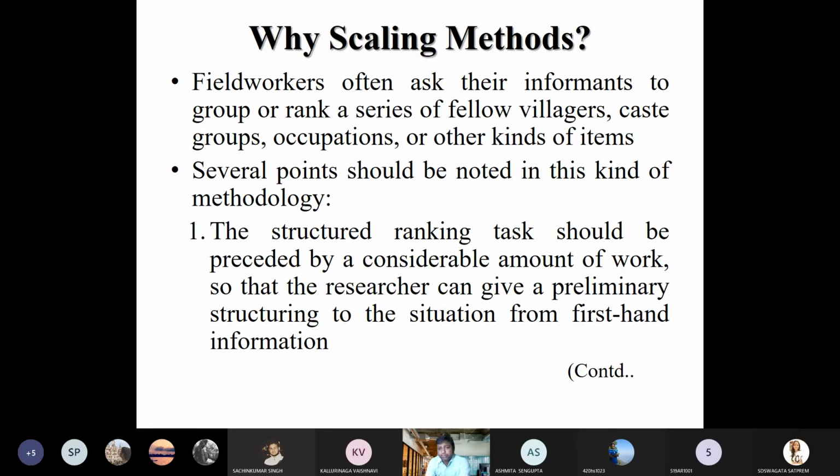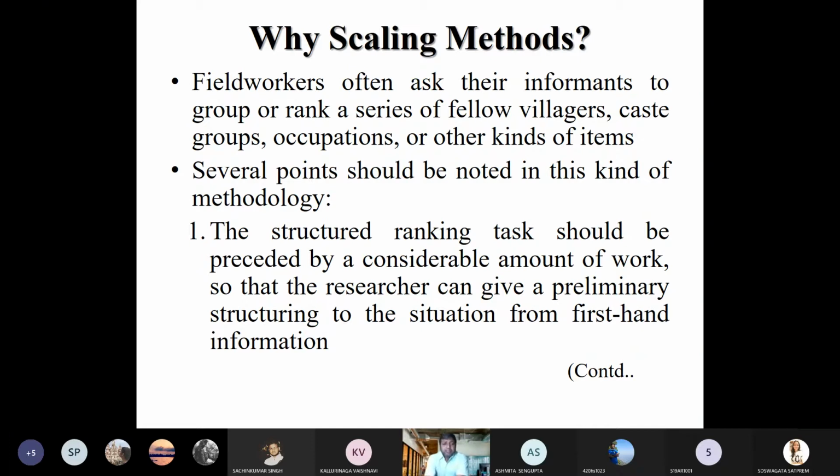Several points should be noted in this kind of methodology. When we are going to the field and doing the research, we ask lots of questions to the informants, to the people and also to our key informant. And usually we make them into different groups in our data. Sometimes we look at caste, sometimes occupation, sometimes landholding. Right? So based on that, if we can classify, then it will be good.